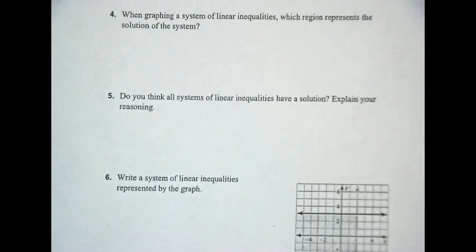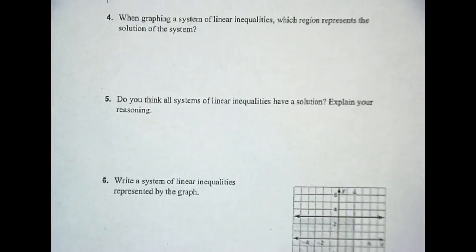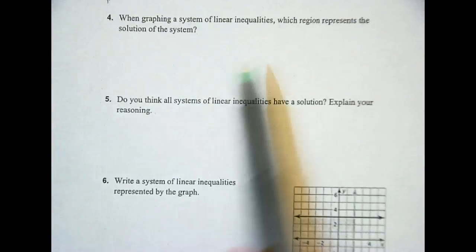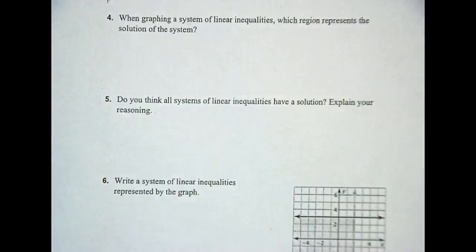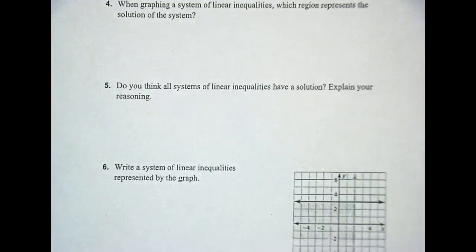Okay? All right. Number 4. When graphing a system of linear inequalities, which region represents the solution of the system? Marie, what do you think? Yeah, where the two shaded regions cross over, overlap. Okay? Number 5, do you think all systems of any linear inequalities have a solution?